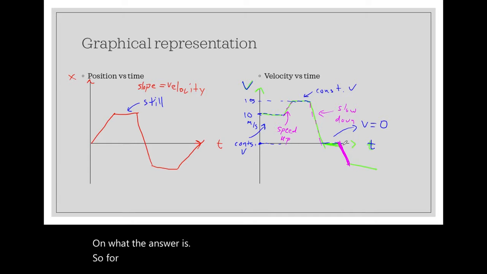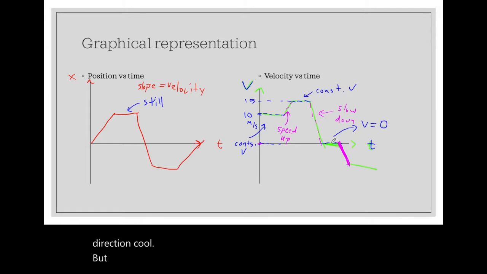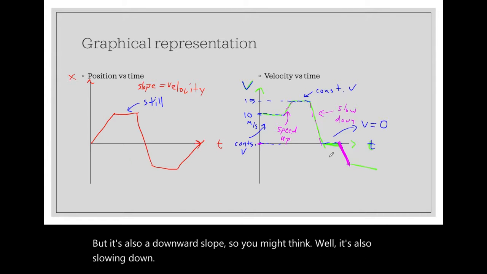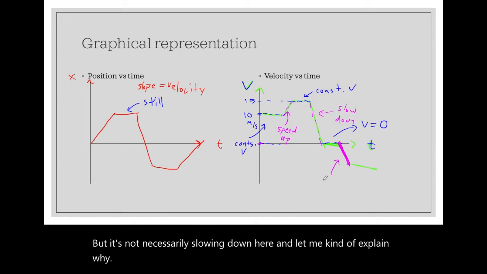So for one, it's below the zero. So this is some negative velocity here. But okay, that's fine, right? Negative velocity just means we're going in the opposite direction. Cool. But it's also a downward slope, so you might think it's also slowing down. But it's not necessarily slowing down here, and let me explain why. I'll just say it's actually speeding up here.